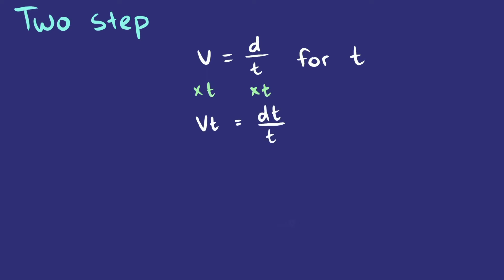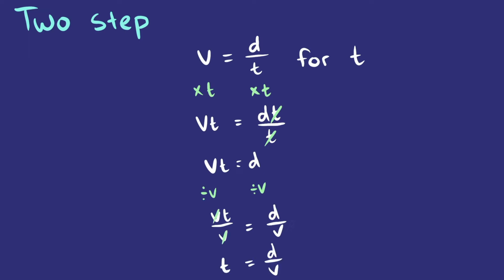T over t is 1, which means these effectively cancel, which gives us vt equals d. Our next step, in order to get t by itself, is to divide both sides by v. V over v is 1, meaning these effectively cancel, and we're left with t equals d over v.